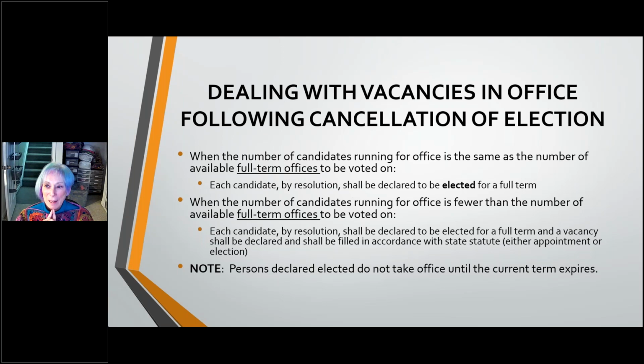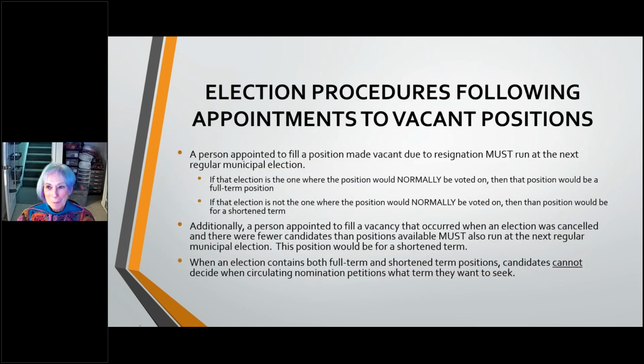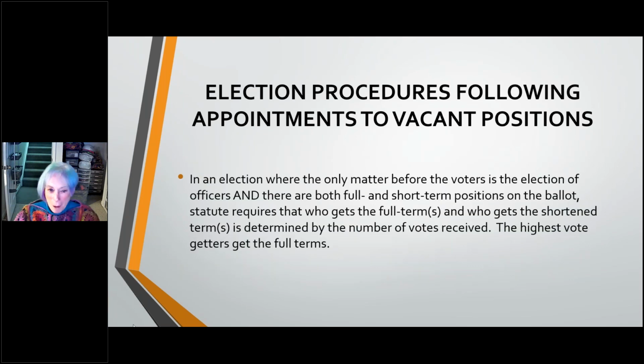So, yep, we do have one more question here, and this goes back to a math question. If you have 4 trustee seats up for election, 3 are full term and 1 is a 2-year term, and you have 4 candidates and cancel the election, how do you determine the shortened term? Let's go to the next slide, and then we'll talk about this. I think the next one should be the last one.